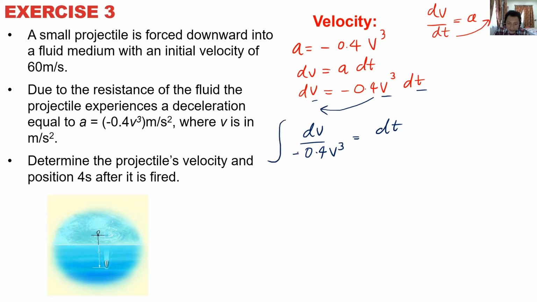So you can integrate both sides, from t naught until t, from v naught until v. So what are the values? You have to refer to the initial velocity, which is 60 meters per second. Final velocity we don't know. Initial time is 0. Final time is 4 seconds.